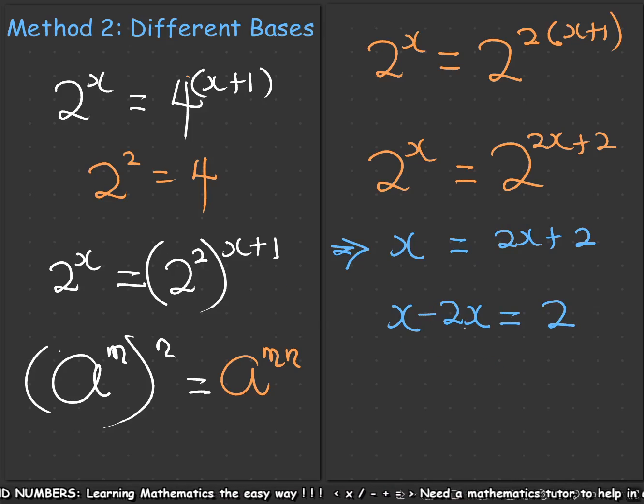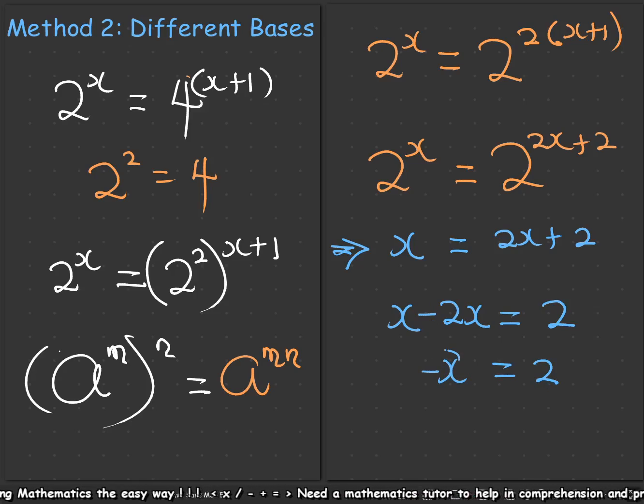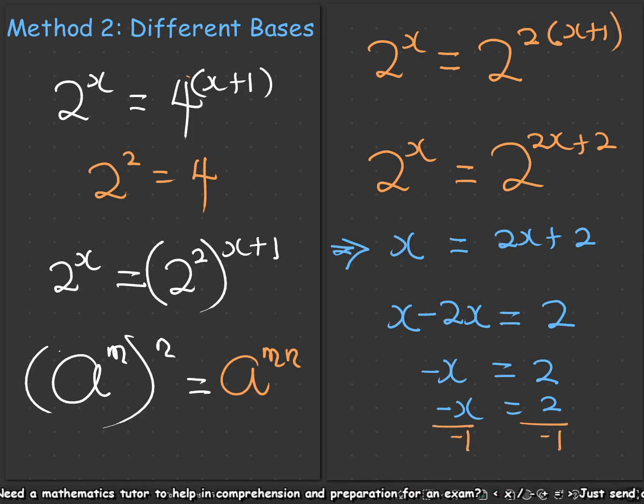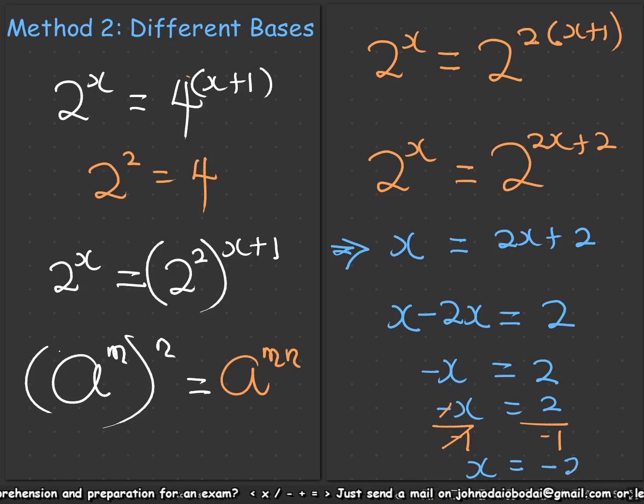X minus 2x gives us a negative x is equal to what? 2. We do not want negative x, but rather we want x. So all we need to do is divide both sides by negative 1, so that this negative cancels out this. Then we get x equal to 2 over negative 1, which gives us negative 2. And that becomes the solution to our question.